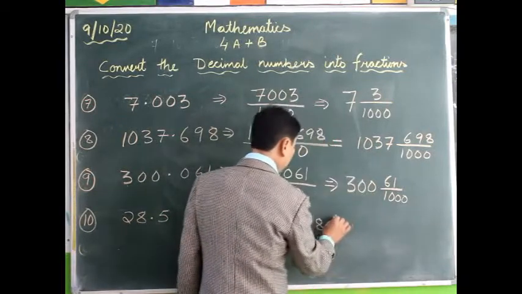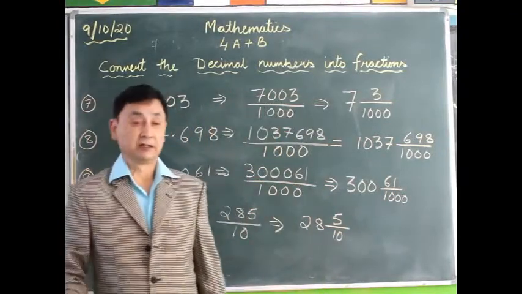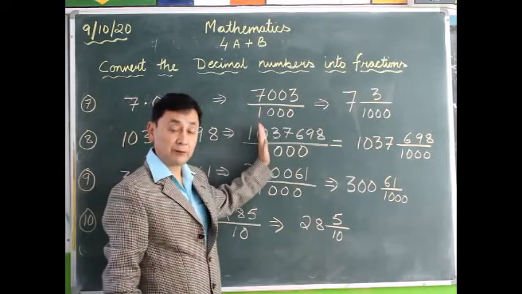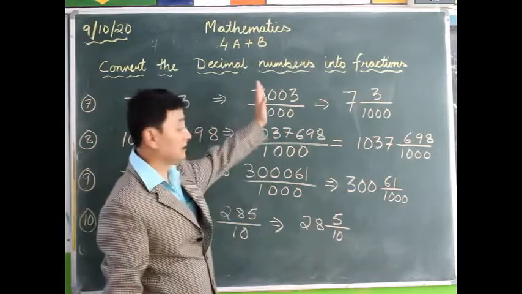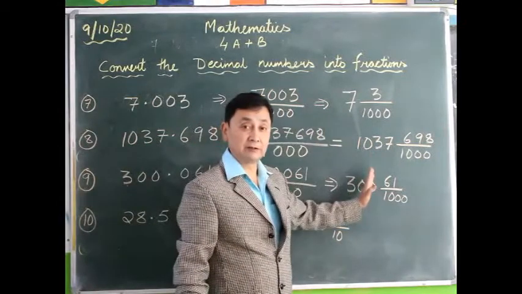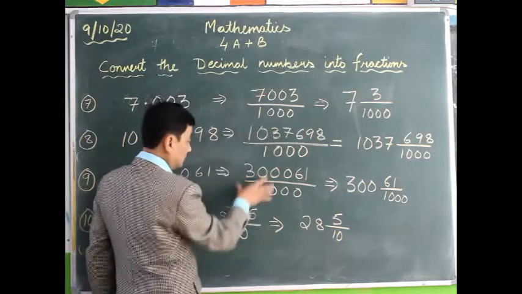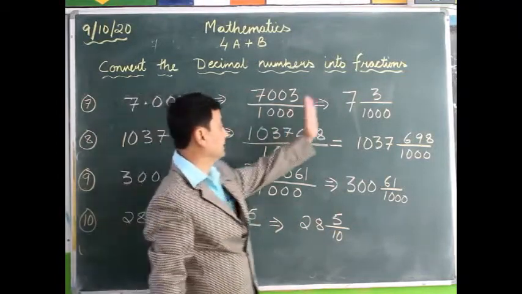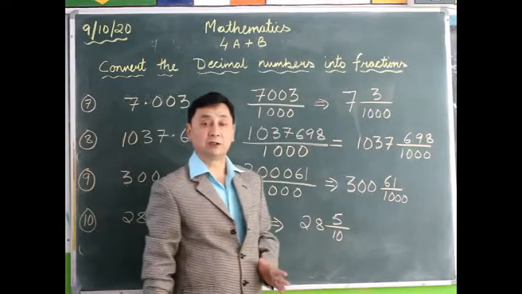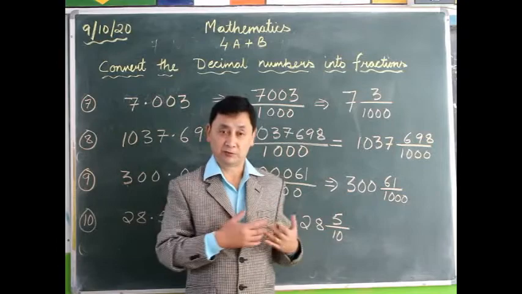Tenths. So 5 tenths. So dear children, today we have learned to convert decimal numbers into fractions or improper fractions, and then we have learned how to convert those improper fractions into mixed numbers. Now, you can do it any way you want. You can do it this way, or you can convert this into a mixed number, or you can do it both ways, whichever way you feel is easy.